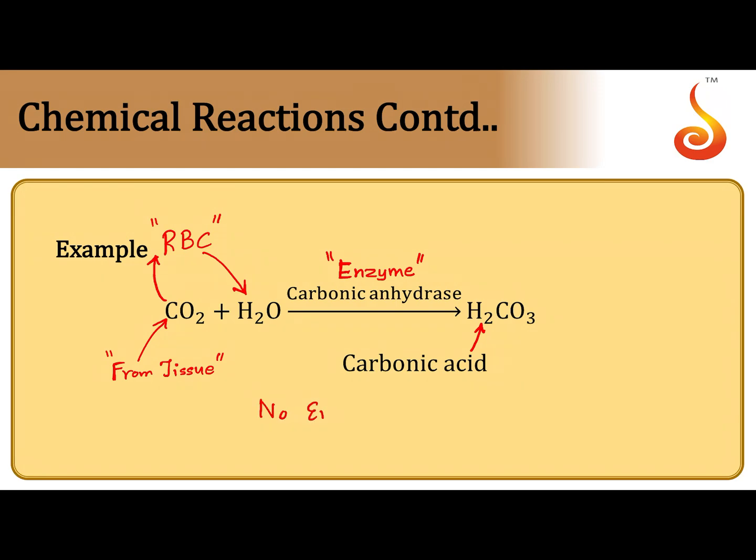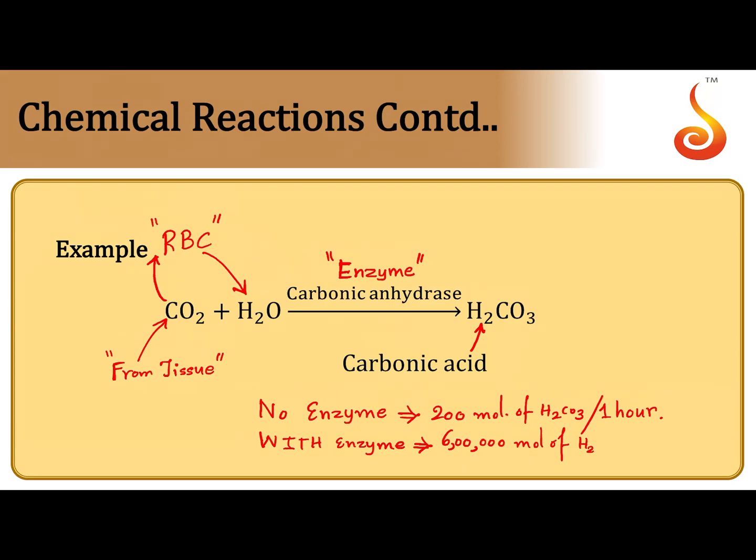If the enzyme carbonic anhydrase is absent, so no enzyme, then only about 200 molecules of carbonic acid, H2CO3, are produced in 1 hour. So see, the reaction has become very slow. Now with the enzyme, like how it is there in all our living systems, we can produce about 6 lakh molecules of carbonic acid, H2CO3, per second. So see, by almost 10 million times, the rate of the reaction has increased.